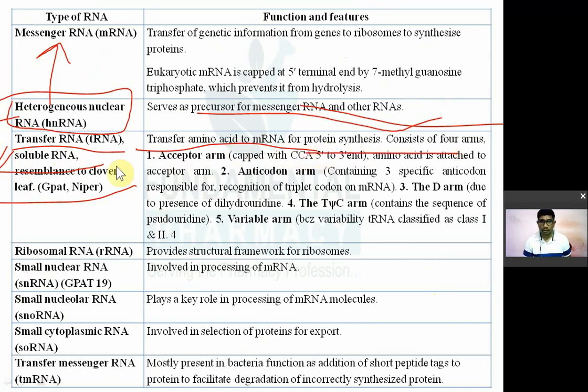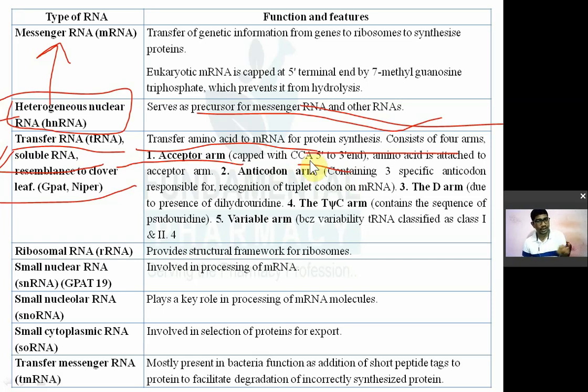Now tRNA consists of four arms. First arm is nothing but the acceptor arm, which has a cap at 5'-3', it is CCA. तो इसके ऊपर वाला जो पार्ट है एक्सेप्टर आर्म, उसमें CCA सीक्वेंस रहेगा. C मतलब साइटोसिन, साइटोसिन, एडेनिन, ये सीक्वेंस रहेगा. That is an acceptor for amino acid.